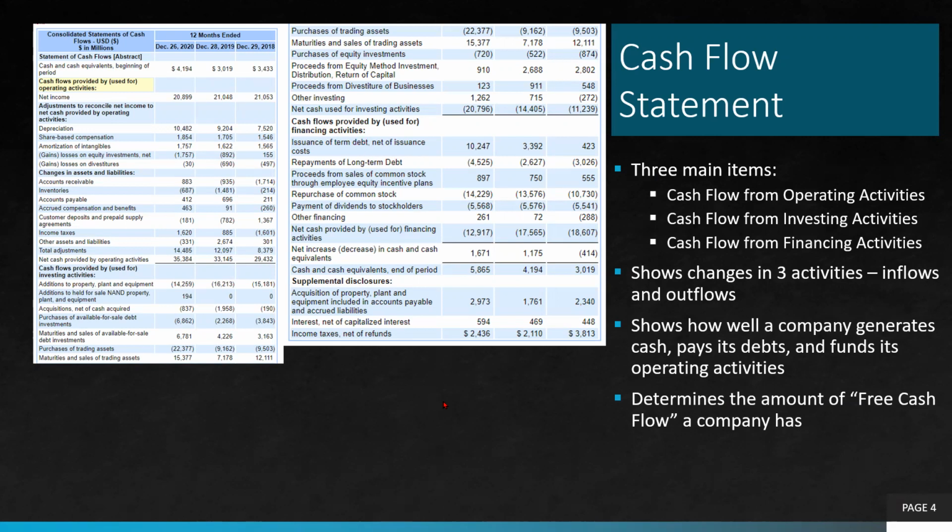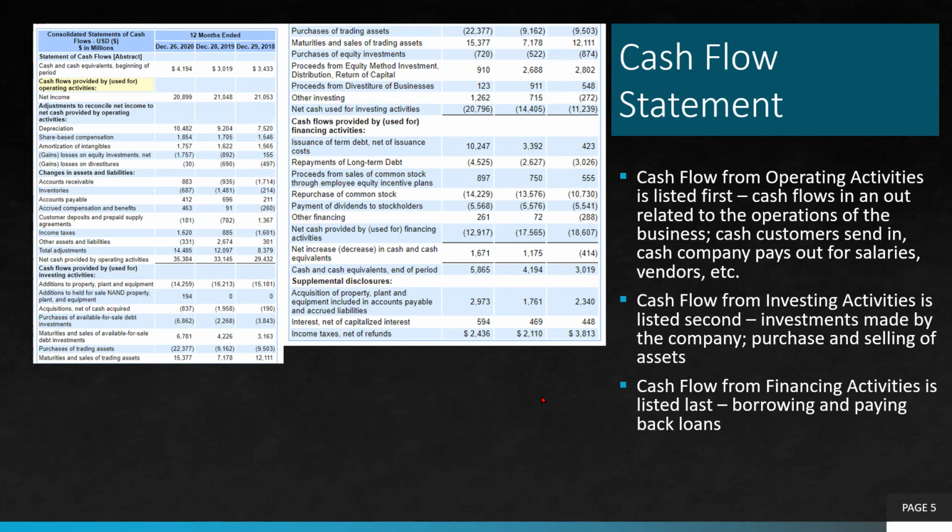And what the cash flow statement does is it shows the changes in these three activities. There are inflows and outflows. If it's an outflow, you'll see parentheses. If it's an inflow, you won't see parentheses. This shows how well a company can generate cash, pay its debts, and fund its operating activities, and from this information, you'll be able to determine the free cash flow that a company has.